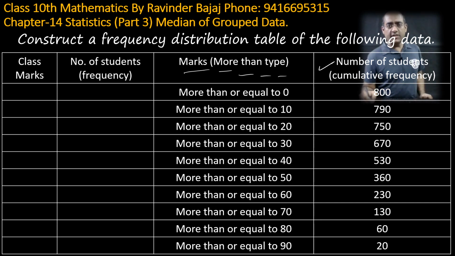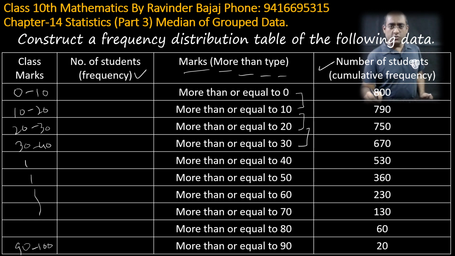See, more than 0, more than 10, more than 20. So what is the gap? Gap is again 10. So if the gap is 10, you will start from 0 and you will go up to 100, because more than 90 and the gap is 10. 90 plus 10 is 100. So 0 to 10, 10 to 20, 20 to 30, 30 to 40, and so on, 90 to 100.